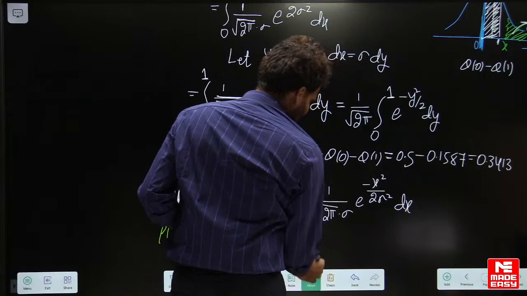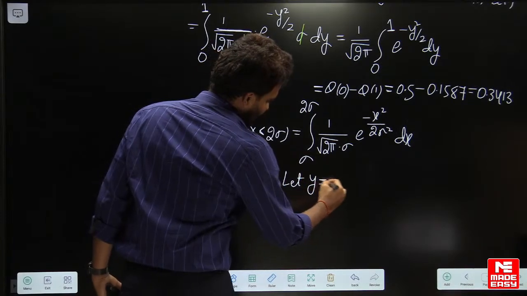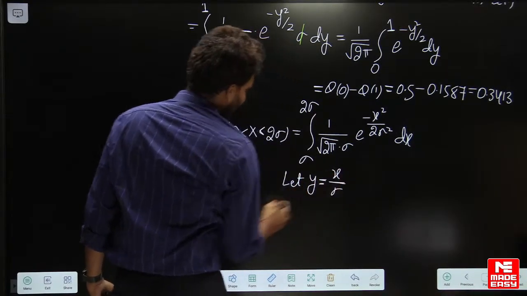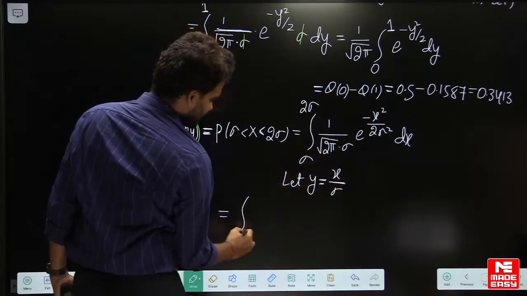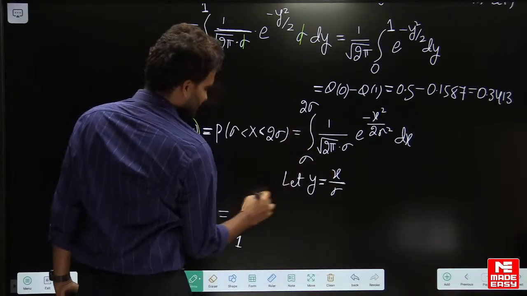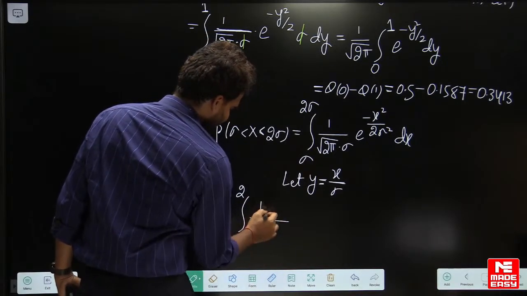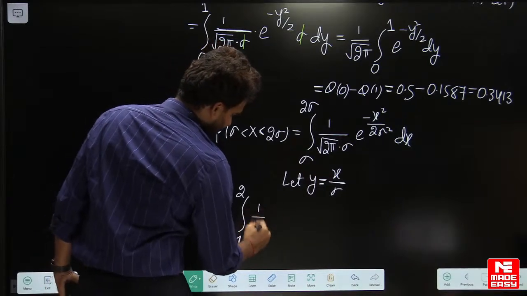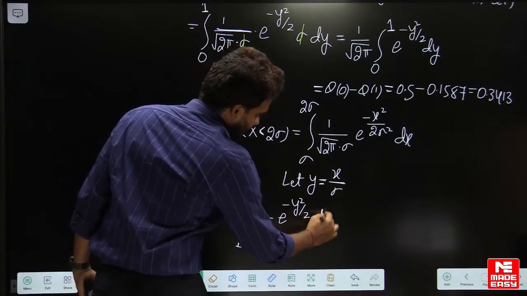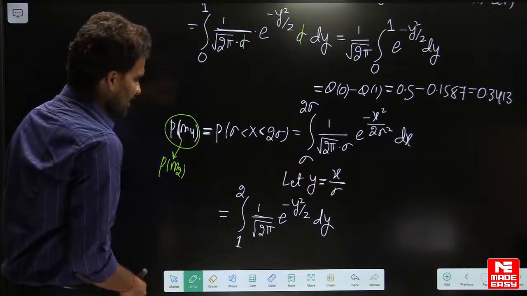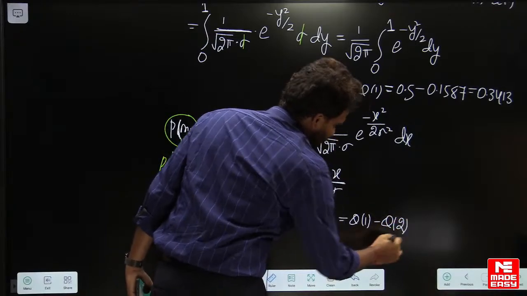sigma square dx. If you write it in terms of q function, the same thing: let y equal x by sigma, and do the simplification. Then you will see if x is sigma, y is 1, and if x is 2 sigma, y will be 2. Simplifying, you get 1 by root 2 pi e power minus y square by 2 dy. Here sigma sigma will be cancelled. How to write this in terms of q functions? This is q1 minus q2.